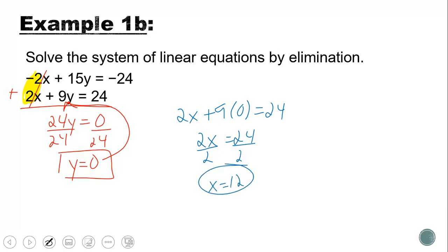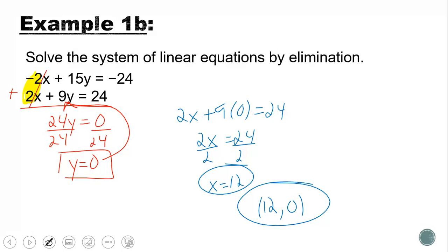So there's my x value. I already had my y value. My final answer, these two graphs would intersect at the point 12, 0. My x value equal to 12, my y value equal to 0 is my solution. That also happens to be the x-intercept.